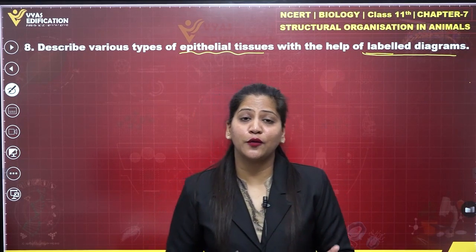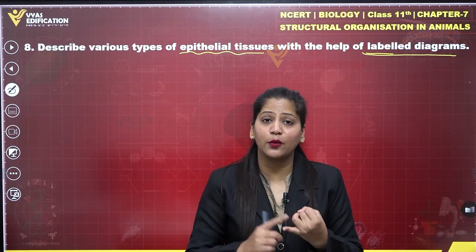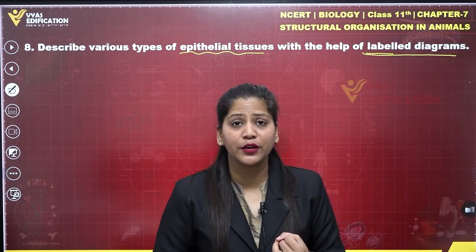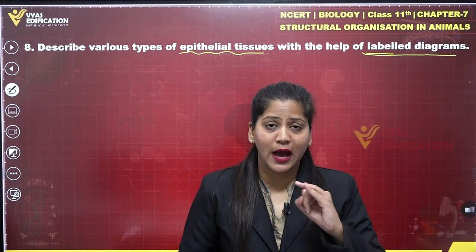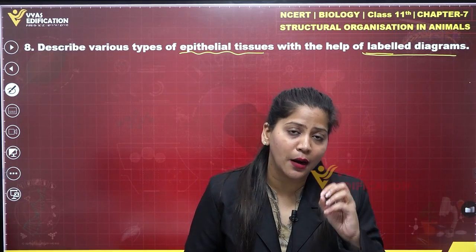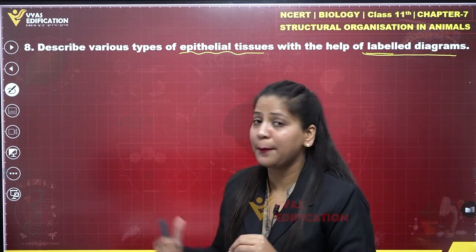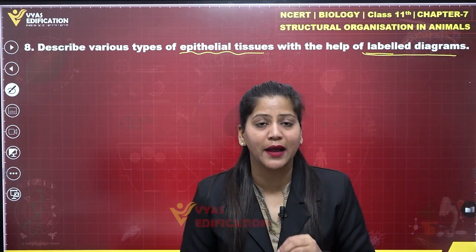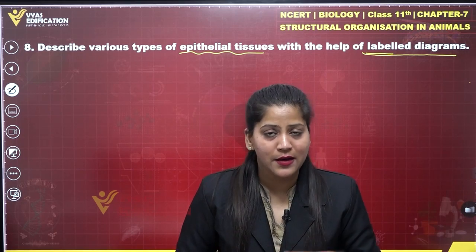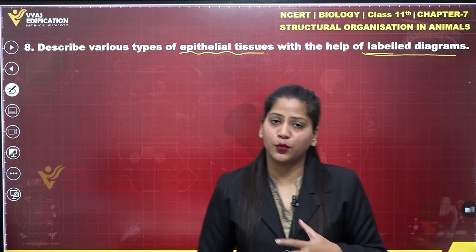We have different types of tissues such as epithelial tissue, nervous tissue, muscular tissue, right? Among these we have this epithelial tissue to describe, and the various types of epithelial tissue we have to describe according to this question.